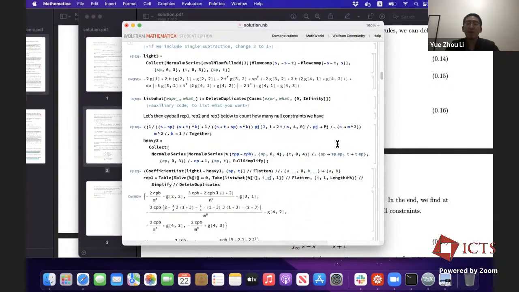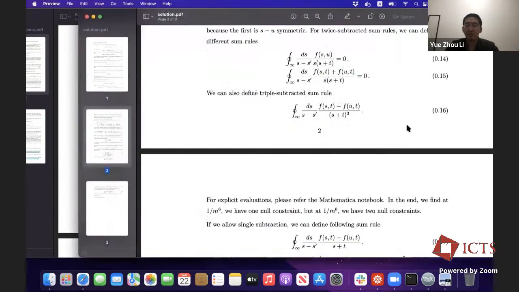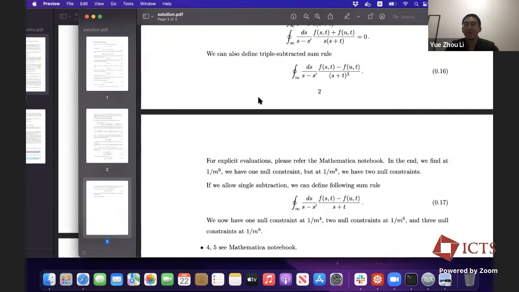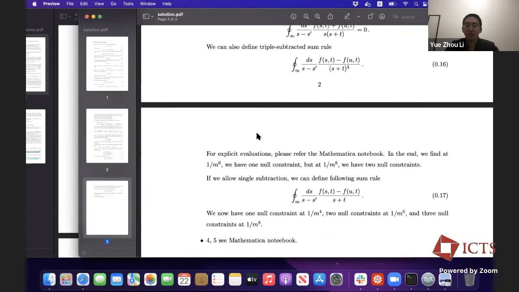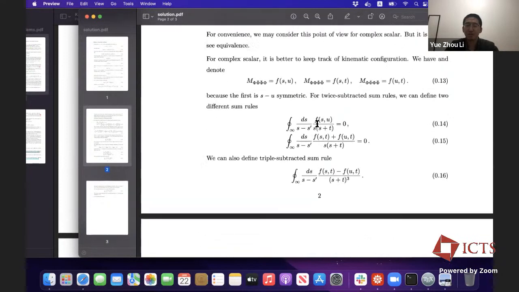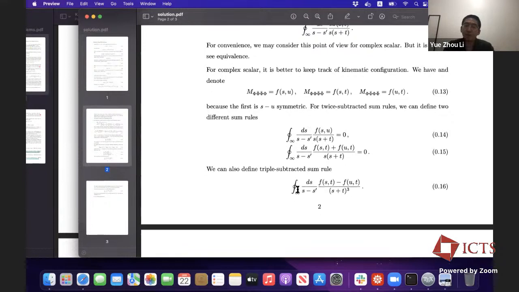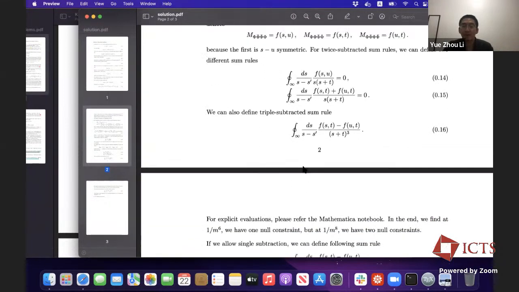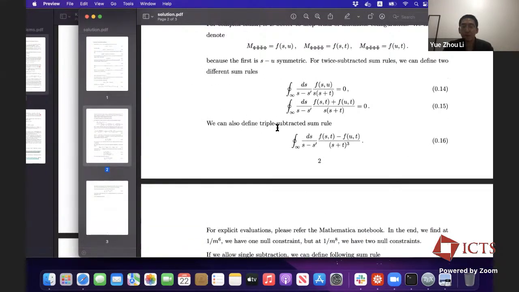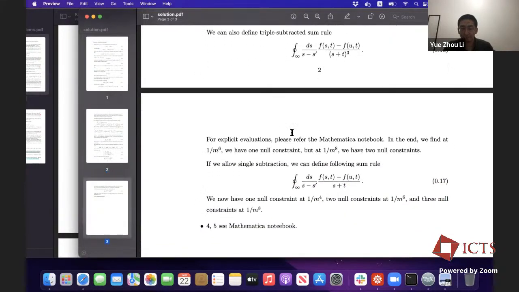So I will give you the Mathematica notebook, but I'm not going through the details of how it's really worked out in Mathematica. But the answer is that if we just consider the twice-subtracted sum rule and the triple-subtracted sum rule, you will find one null constraint for 1/m⁶ and two null constraints for 1/m⁸.